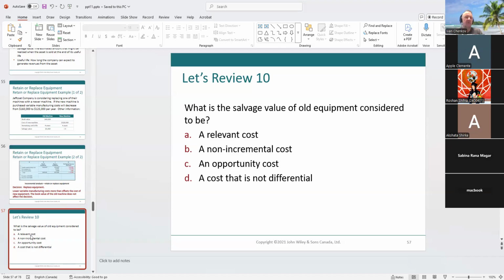What's a non-incremental cost? I have no idea what a non-incremental cost is, but it's a cost that doesn't change. Is it a cost at all? Is the salvage value a cost? No. Is it an opportunity cost? No. Opportunity cost is something that we're giving up in order to get something else. Is that the case here? Salvage value?